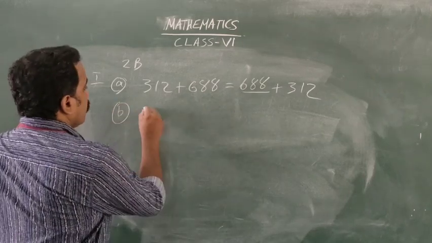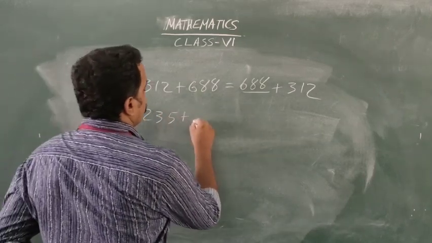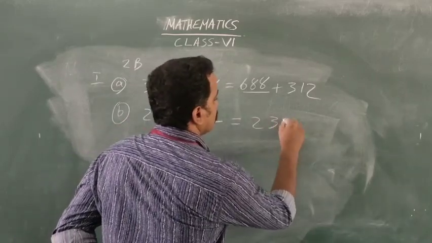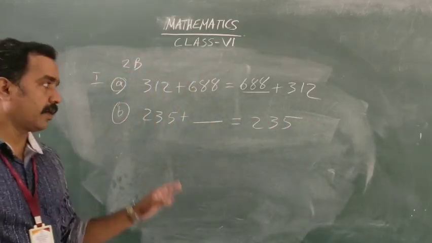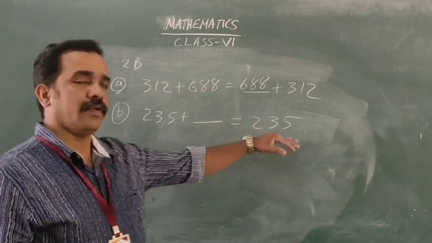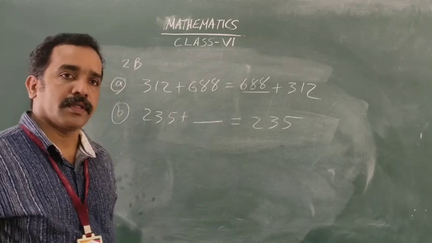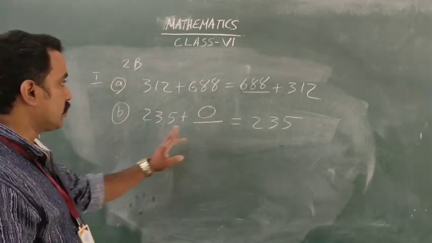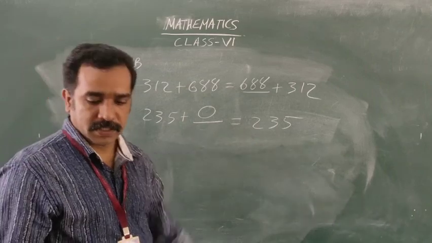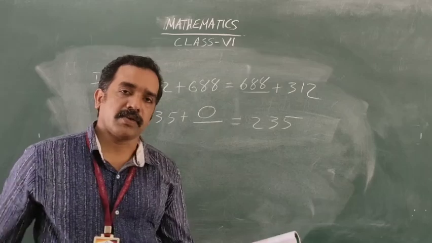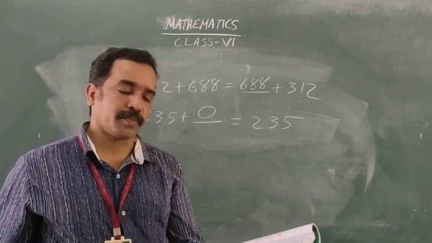B. 235 plus dash is equal to 235. Which property? Along with the 235, we are adding some number and we are getting the same number only. That means additive identity. 0 we are adding. If you add 0, the answer remains the same. So the remaining one, the next, C.